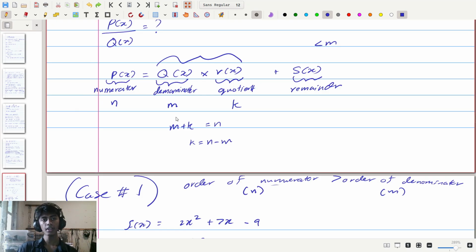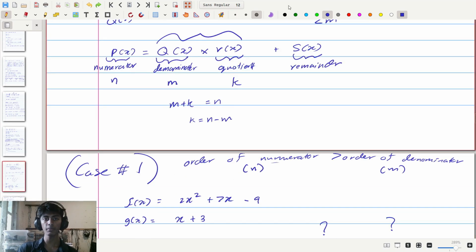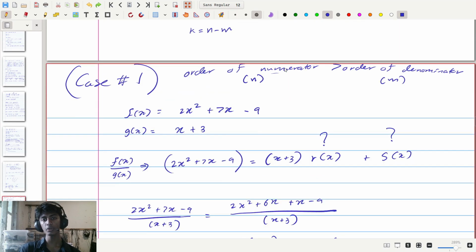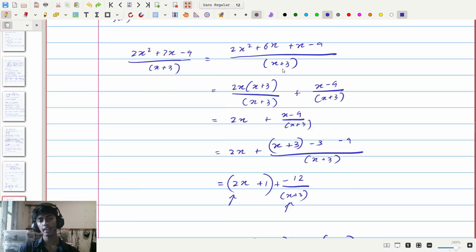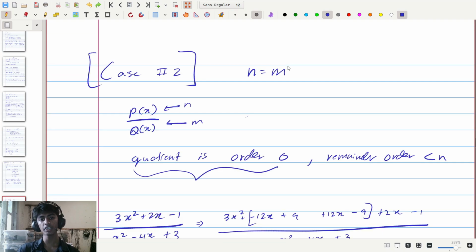We then showed three separate cases. One case where the order of the numerator was higher than the denominator, in which case we got a quotient of order n minus m and a remainder with order less than m. And we showed a case where n was equal to m, meaning that the order of the top polynomial and bottom polynomial were equal. In that situation, the quotient is order 0, or a constant, and the remainder has order less than the order of the two polynomials.